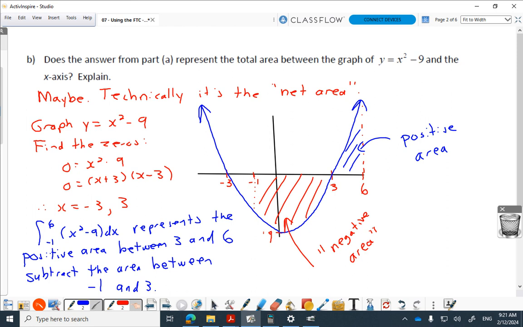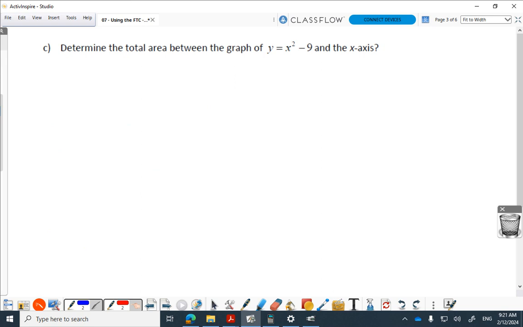So to do that, it says determine the total area between x squared minus 9 and the x-axis. Then we take this integral from -1 to 6 of x squared minus 9 dx, and we say, no, I'm going to find the integral from -1 to 3 of x squared minus 9 dx. And I'm going to add to that the integral from 3 to 6 of x squared minus 9 dx.